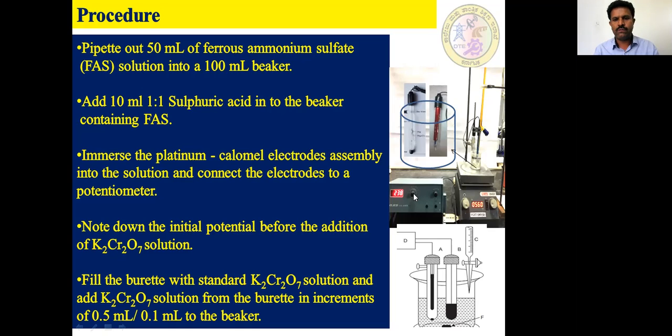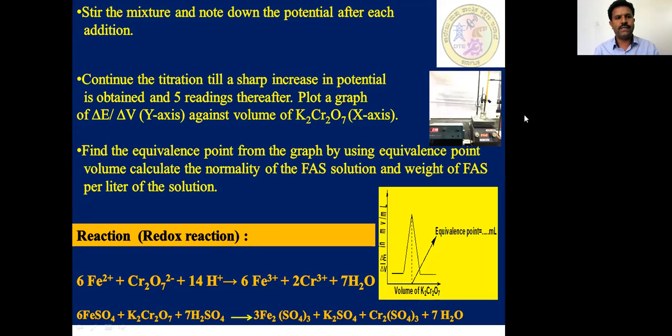And afterwards, we should start titration by adding standard potassium dichromate solution from the burette in increments of 0.5 ml or 0.1 ml. It is to get better accuracy. So next, stir the mixture. The magnetic stirrer will do that job, and we should note down the potential after each addition, that I will show you in the next slide.